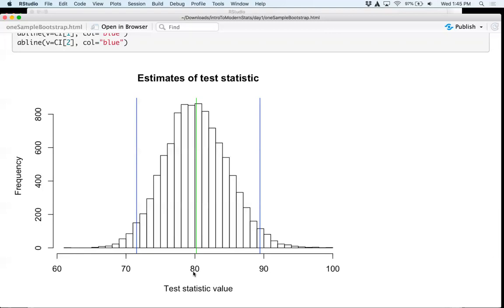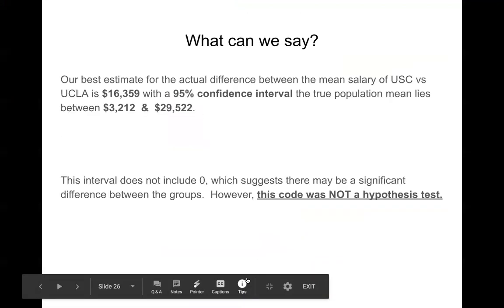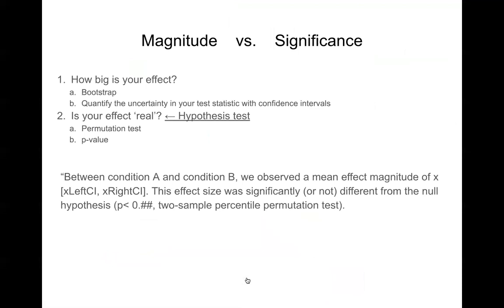Yes? So you're writing a paper on salaries and you have a p-value. I think I know where you're going. How do you write this into your paper? Between condition A and condition B, we observed a mean effect magnitude of X, 64,000, confidence interval 55 and 72. This effect size was significantly or not different from the null hypothesis, P equal to or less than whatever your P value was you got here. 2 sample percentile permutation test, because that's what we did.